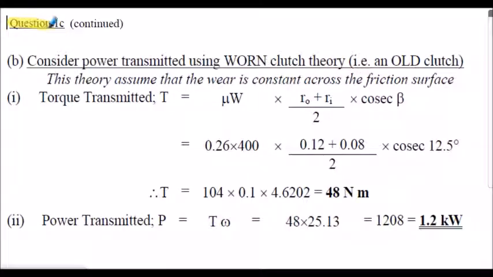Question 1C continued is part B. Now we have to consider the power transmitted in a worn clutch, an old clutch, that's constant wear theory. And again, the only difference in the formula for torque between the flat plate clutch and the cone clutch is this cosec beta term here applied in the formula. Evaluating, we find the torque is 48 newton meters based on the assumptions made here. And again, working out the power, we find that's 1.2 kilowatts.